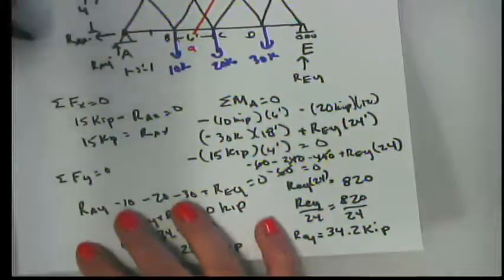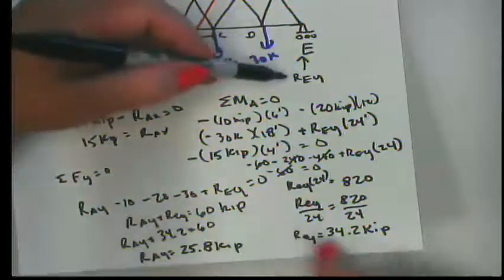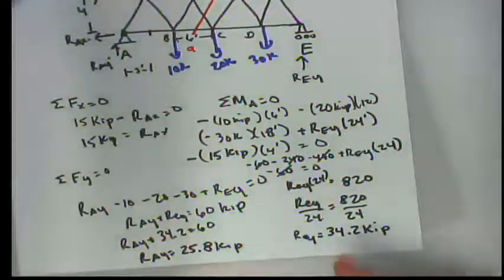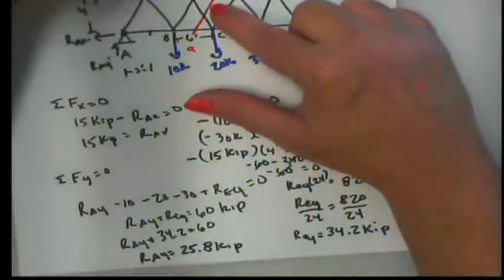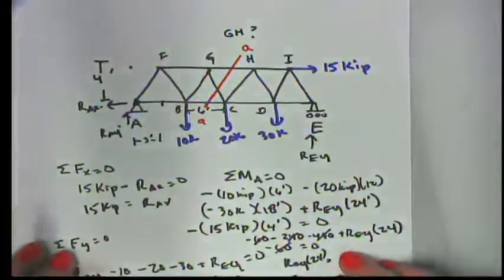Okay, so now I have a value for RAY, a value for RAX, and a value for REY, so I've solved my truss. Okay, now what if I want to know what is GH? And I don't want to just chase the whole truss. This is where the method of sections comes in.